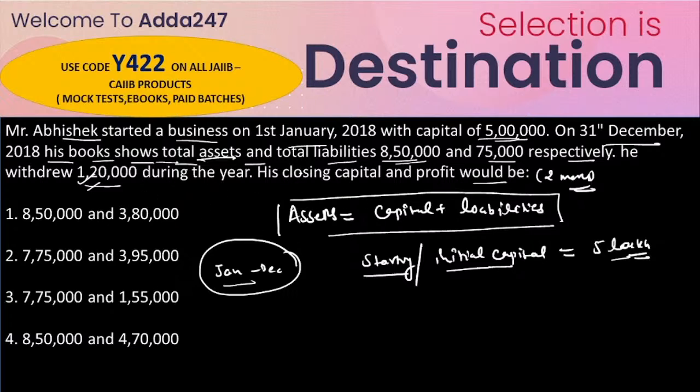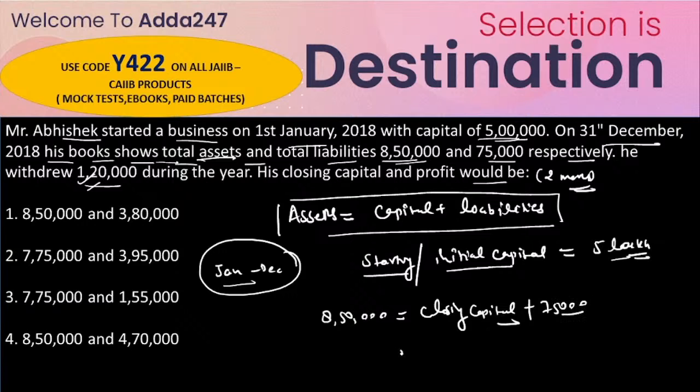After the 31st December, the assets and liabilities are given, so we have to put them in this equation. If we write, assets are given, 8,50,000 rupees, and that would be equal to the closing capital, because we are now finding out capital for the 31st December. So closing capital plus liabilities, that is given, 75,000 rupees.